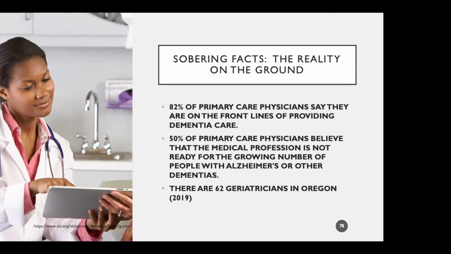Did you know in Oregon, there are only 62 geriatricians 2 years ago? 62, not 602, 62. So we have a lot of work to do, correct? To get this training out to primary care providers.